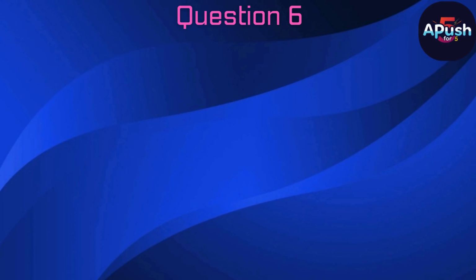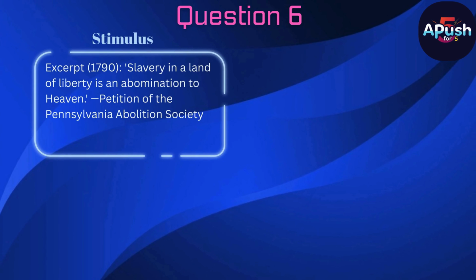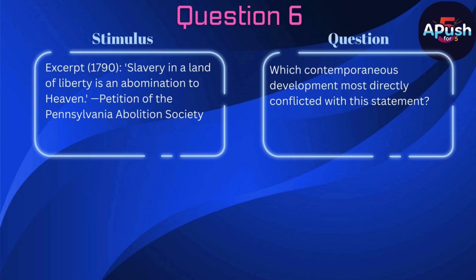Question 6. Stimulus. Excerpt. 1790. "Slavery in a land of liberty is an abomination to heaven." Petition of the Pennsylvania Abolition Society. Question: which contemporaneous development most directly conflicted with this statement?